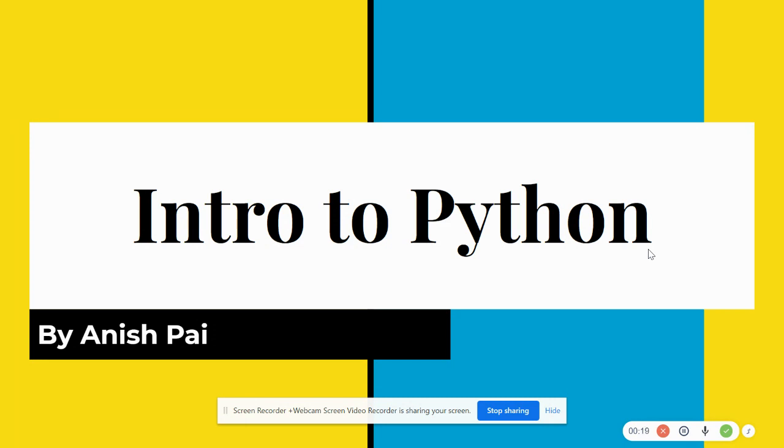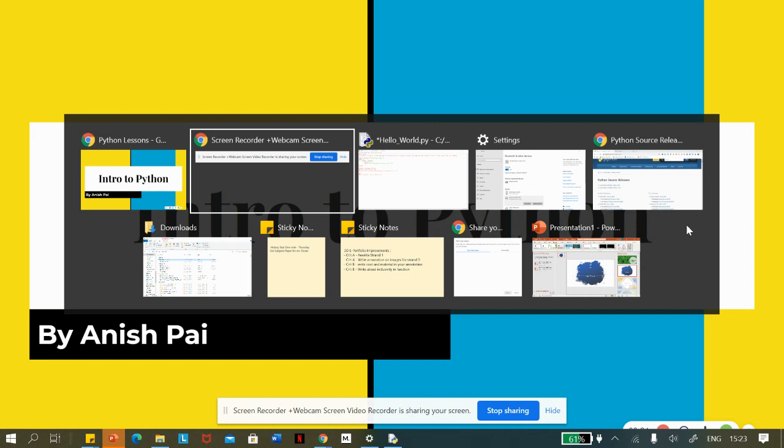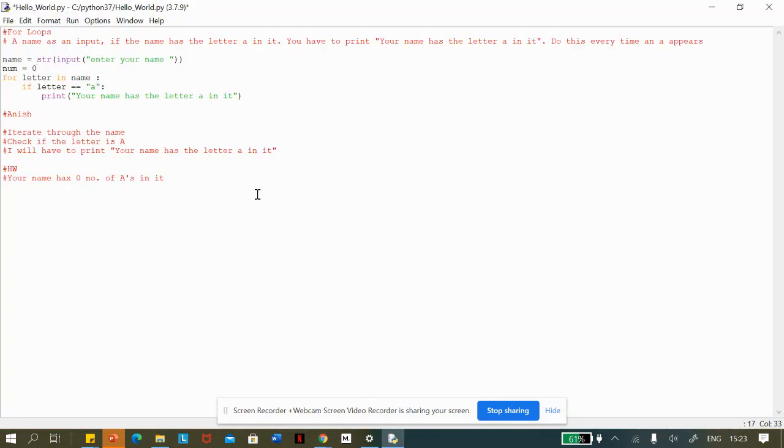Today's lesson we are going to be looking at functions. Last lesson we did the second type of loop called the for loop, and you were given some homework. The homework was to write your name, say your name has X number of letters or X number of A's in it. So I hope everyone went home and tried to do this. And now I'm going to present the solution to you.